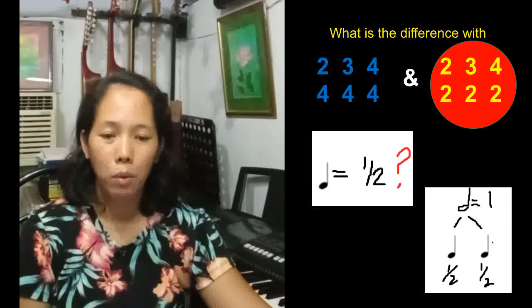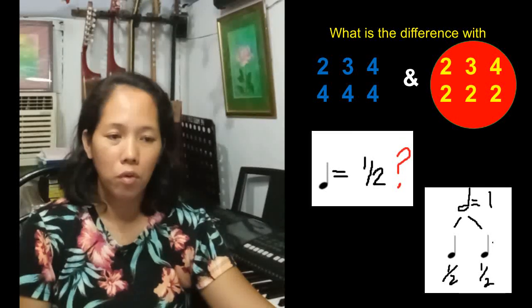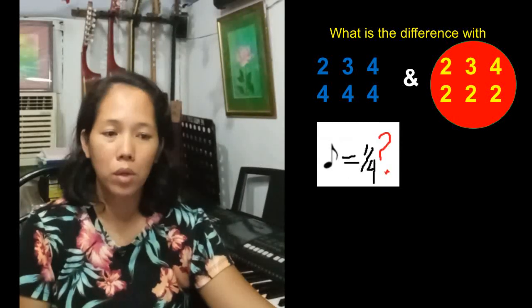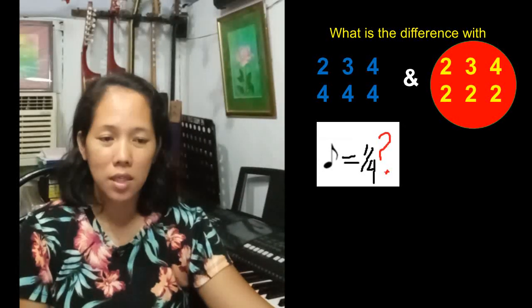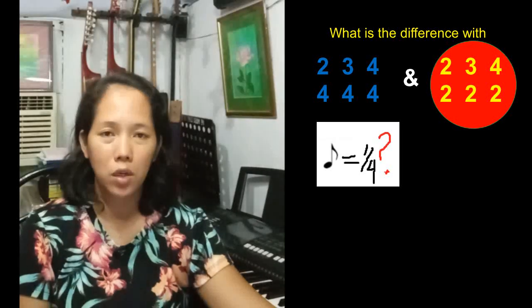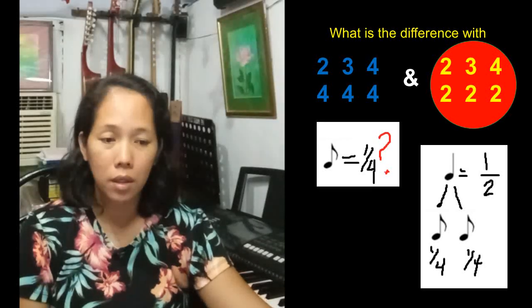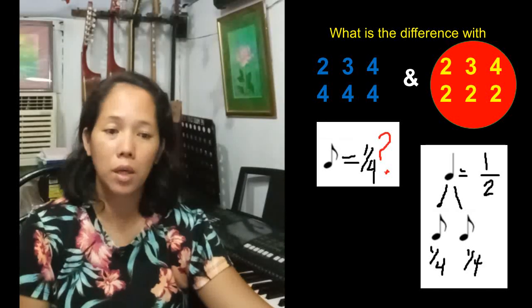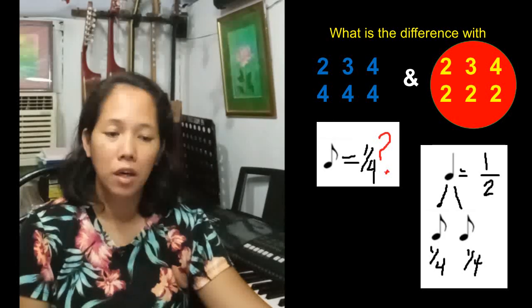Okay, now when we go to the eighth note, of course, the eighth note will only be 1/4 because inside each quarter note are 2 eighth notes. And knowing that in this time signature the quarter note only has a value of 1/2, half the value of 1/2 is 1/4.